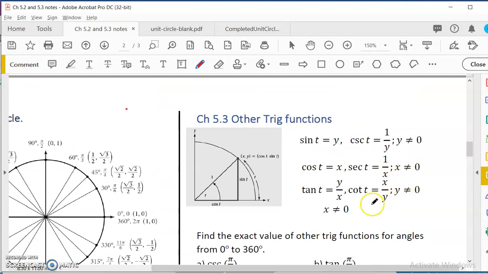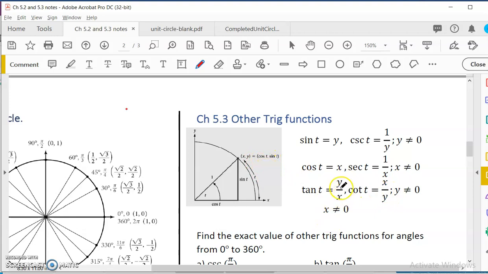So let's look at other trig functions. This is 5.3. For 5.3, we have done sine and cosine in the previous one with the unit circle. Now we are looking at tangent, cosecant, secant, and cotangent. Tangent and cotangent are easier because the value does not directly show up as x and y, but is the ratio of y over x or x over y. If it's y over x, that's tangent, the sine over cosine, and if it's x over y, that's cotangent.